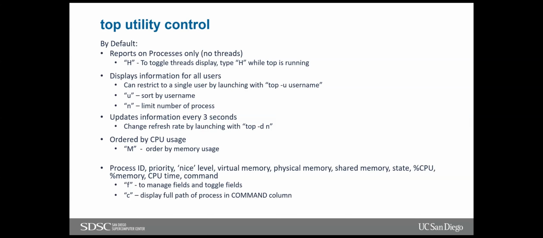By default, it provides the information listed on that last, top high-level bullet there: process ID, priority, nice. This is generally very, very useful information, but if you want to, you can manage those fields, and you can toggle the fields with the F command.